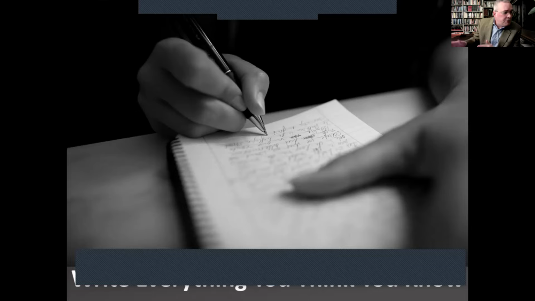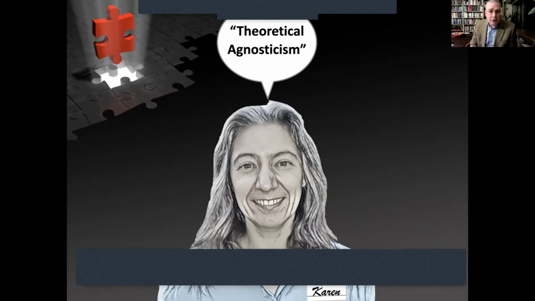You want to put that over there on the side and practice what the grounded theorist Karen Henwood would call theoretical agnosticism. You think, yeah, this might be right, but it might be wrong. I might be missing something. I don't know. But you don't throw it away. You keep it there.